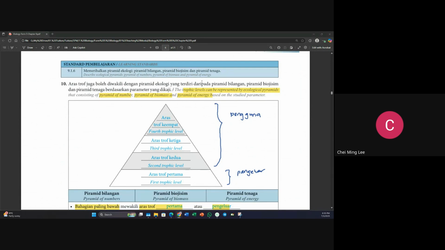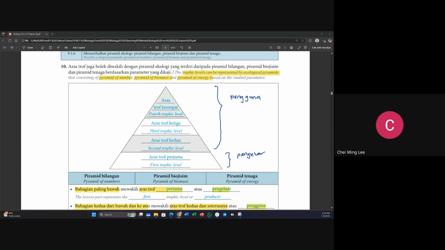So the trophic level, we can represent it by ecology pyramids, which consist of the pyramid of number, pyramid of biomass, and pyramid of energy, based on the study parameter. Normally the first trophic level we call a producer, while the others are consumers. So we have consumer, primary consumer, secondary, and tertiary normally.